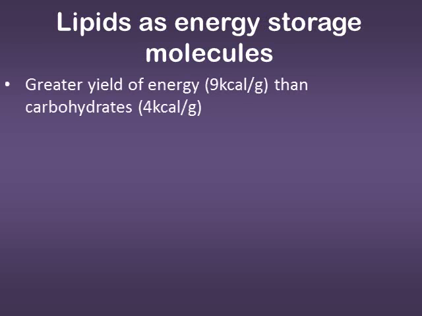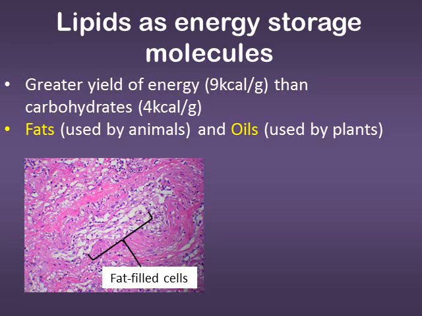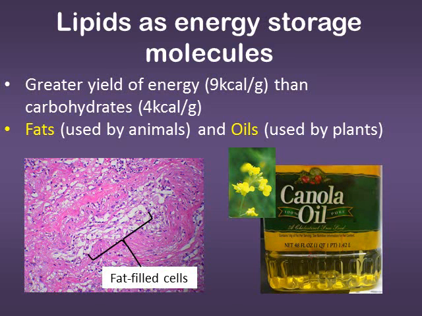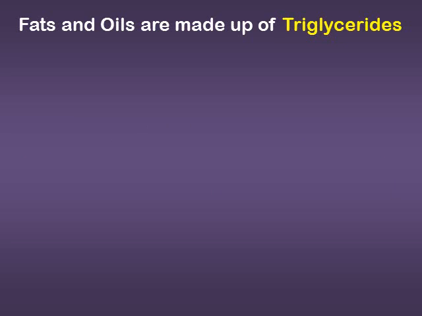Now, lipids make excellent energy storage molecules because they yield over twice as much energy as carbohydrates when they're metabolized. And these are the fats, which are used by animals. You can see these fat-filled cells in animal tissue here. And the oils are typically produced and used by plants as their energy storage.